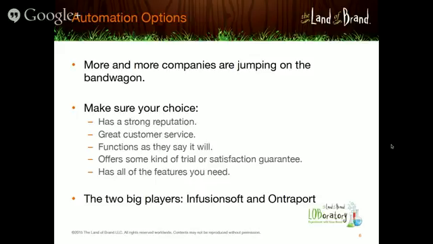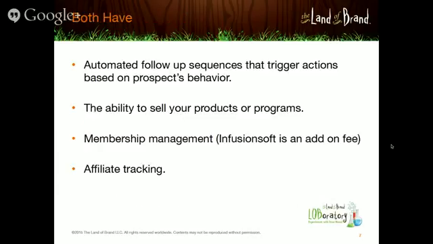So as I said, we're going to focus on the two big players, Infusionsoft and Ontraport. Both of these pieces of software have automated follow-up sequences that trigger actions based on a prospect's behavior. All that stuff I talked about right in the beginning, both of them do that. They both have the ability to sell your products or programs. They take payments, they deliver products. Fantastic. They both have membership management options.